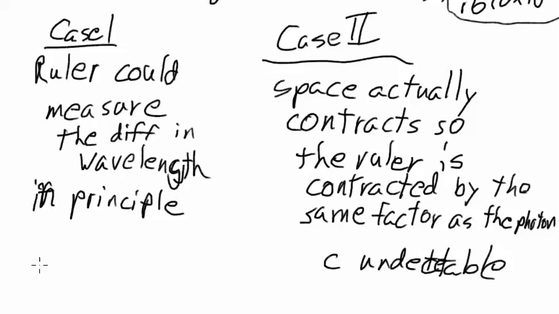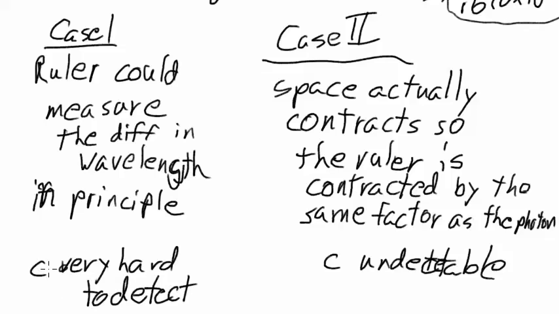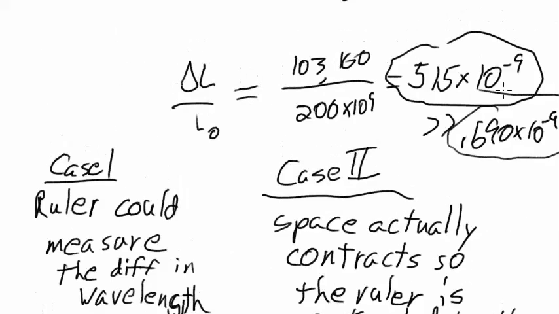In this version, though, the differences in the speed of light would be very hard to detect. Because in this case, the phenomenon that affects just the size of the ruler is orders of magnitude greater than the phenomena that affects the wavelength of the light.